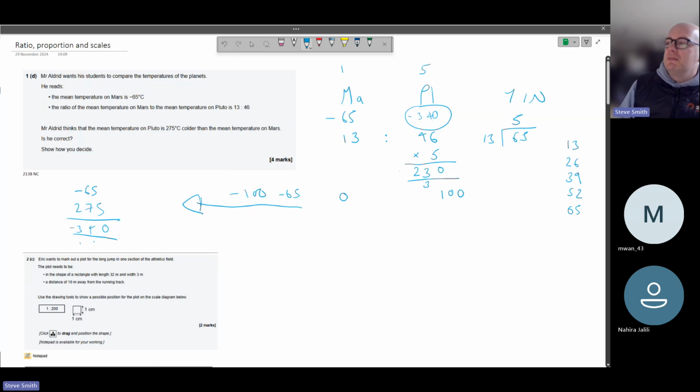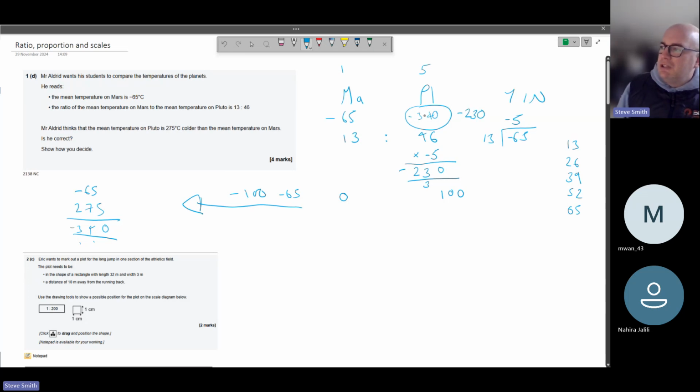So we can see, and it's a minus, because we're doing minus here, aren't we? Because that's minus 65 there, and a positive divided into a negative is a minus. So we can see, and then that will be like that. Minus 230 is the temperature on Pluto, so we have worked it out correctly to be minus 230.